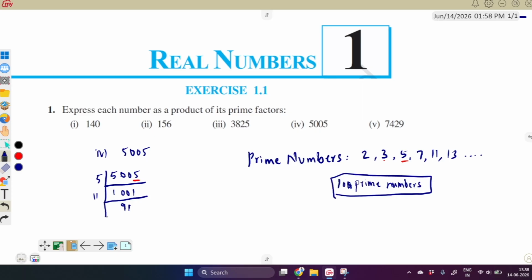You got 91, right? So 91 is divided by 13. So 13 sevens are 91. At least you need to know the first 15 tables, guys, so that it will be easy for you. So 7 is a prime number, so we can stop and we'll write 5005 as a product in ascending order. So 5 times 7, the next prime number, then we have 11 times 13.